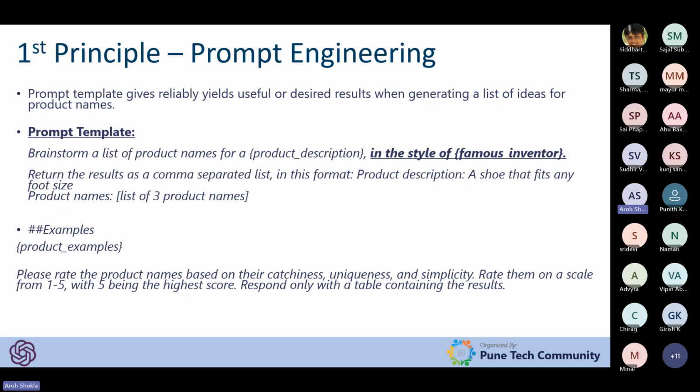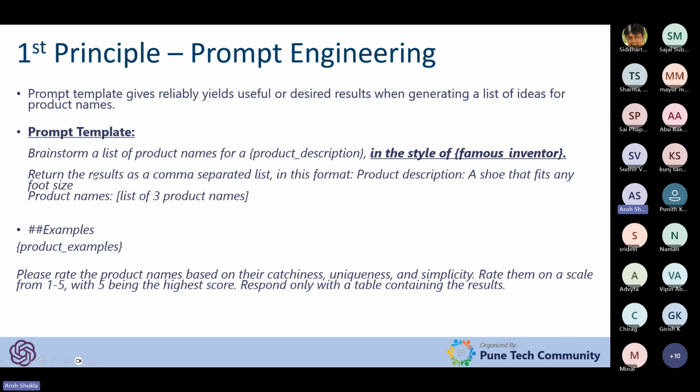But if I give this template, brainstorm a list of product names in the style of a famous inventor, think about Steve Jobs, think about Bill Gates, then it will make my prompt much more, sorry, not faster, more reliable, because I'm working on that particular inventor name. Now, this is a very big prompt: brainstorming, return, examples, and rate. This is a very big prompt, right?